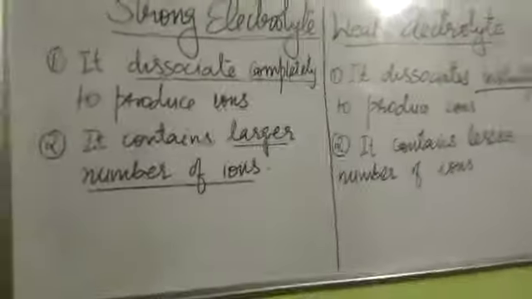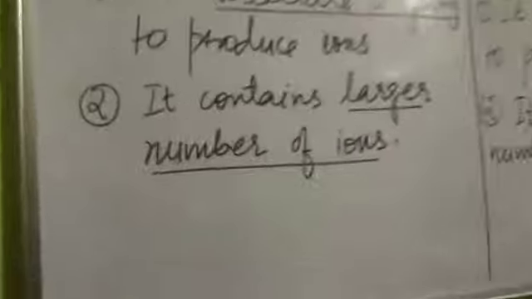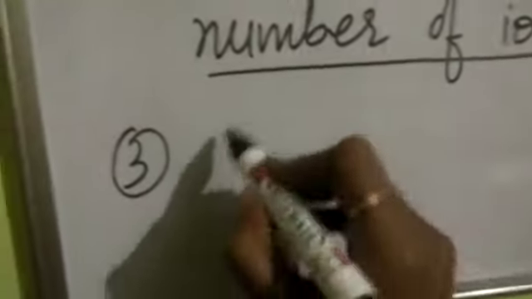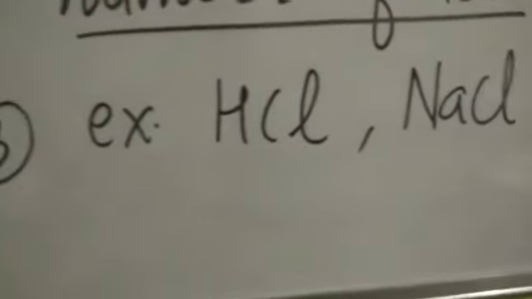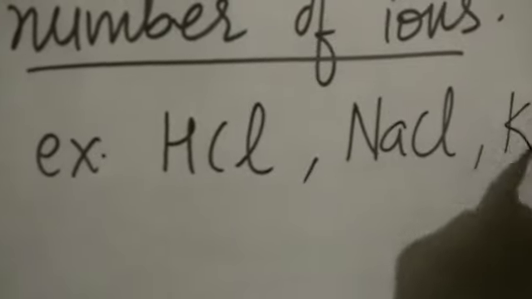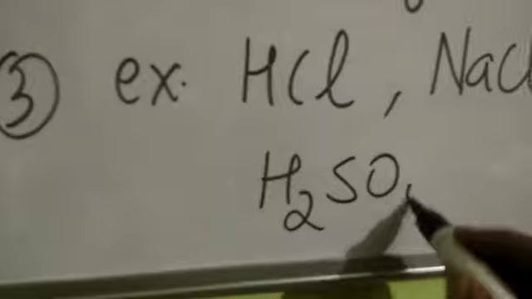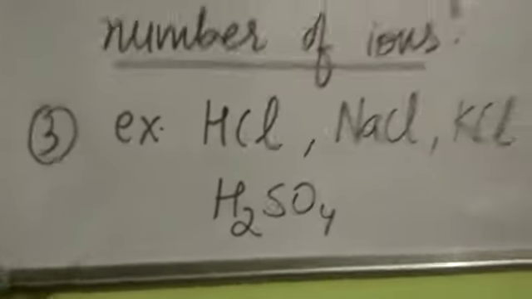Now let's talk about examples of strong and weak electrolyte. So here examples are all strong acids, for example HCl, and all salts formed by strong acid and strong base: HCl, NaCl, KCl, H2SO4, sulfuric acid. All these are examples of strong electrolyte.